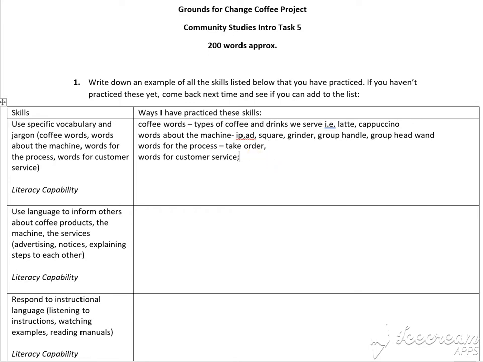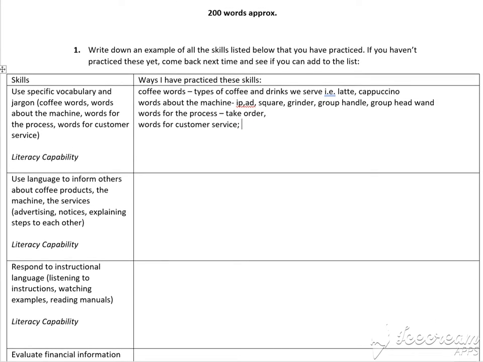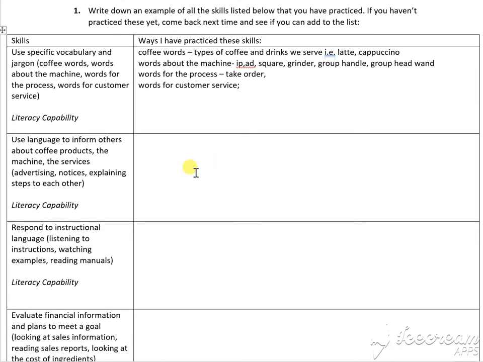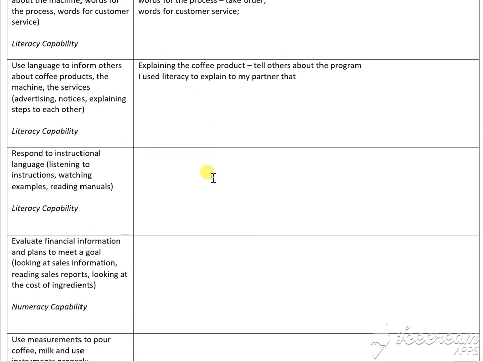And then the same for customer service. You might think about how do we say hello to our customers, etc. Then in this one, you might have some examples of when you've been explaining the coffee product, and you might talk about having to tell others about the program. You might talk about when you're explaining to the barista what someone has done. It might even be if you've had to explain to someone what's been going on. So this one you might write, I used literacy to explain to my partner that someone had ordered an extra hot soy latte.